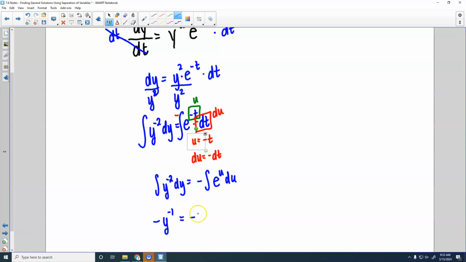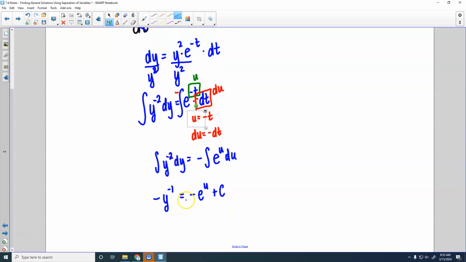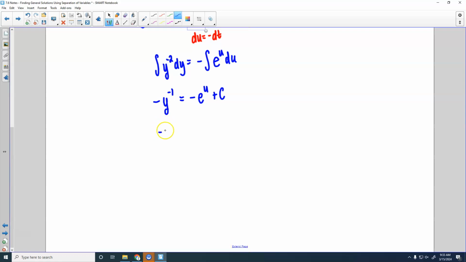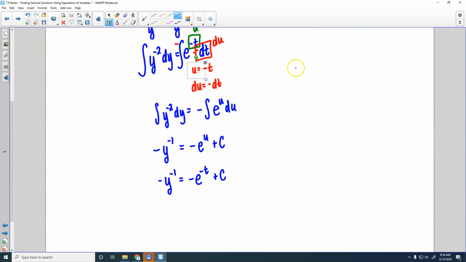E to the u. So I got negative e to the u, and I'm going to put a plus c here. Now, if you want to, you could have, in that step, put your u back in. I've got negative y to the negative 1 equals negative e to the negative t plus c. Now, at this point, you have solved the differential equation. However, sometimes they want that differential equation to be solved for y.